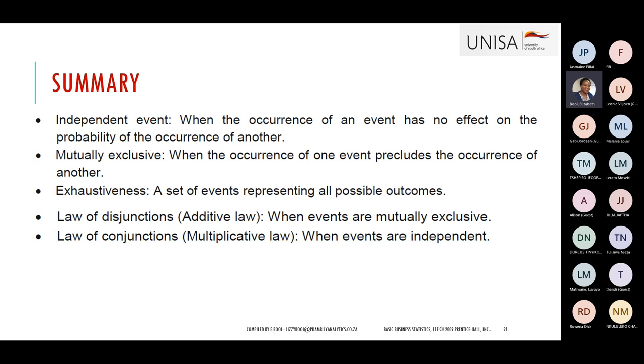We also looked at mutually exclusive events. Remember, with mutually exclusive events, it means that when one event happens, it precludes the occurrence of the other. So it means they cannot happen at the same time, and the probability of both of them happening at the same time will be equal to zero. We also looked at mutually collectively exhaustive events, which are the set of events representing all possible outcomes of a sample space. We also looked at the law of disjunction and the law of conjunction, which is the additive law and the multiplicative law. When events are mutually exclusive, it's the disjunction rule, or law, that we use. And when the events are independent, then we are applying the law of conjunction.